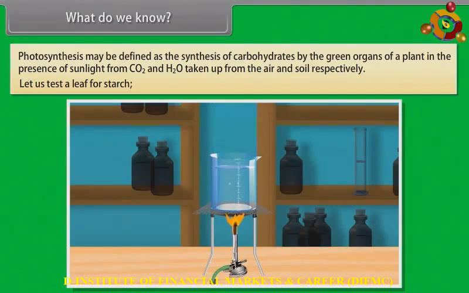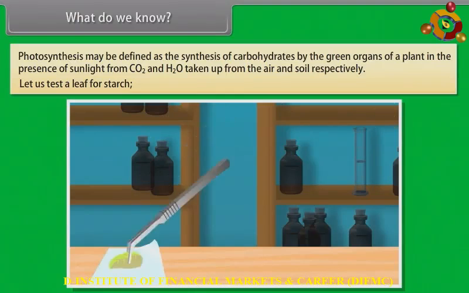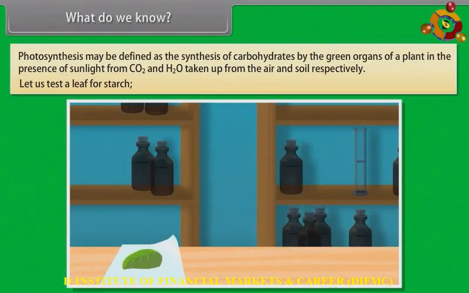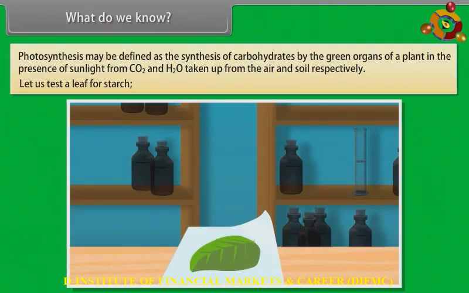Now spread the leaf on a white surface. Add a few drops of iodine solution on the leaf, and the leaf turns dark blue in color, which indicates the presence of starch and also proves that photosynthesis occurs.